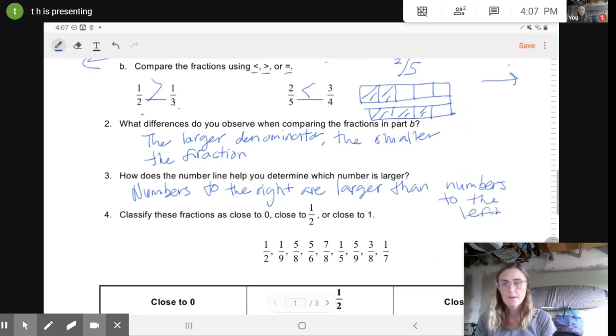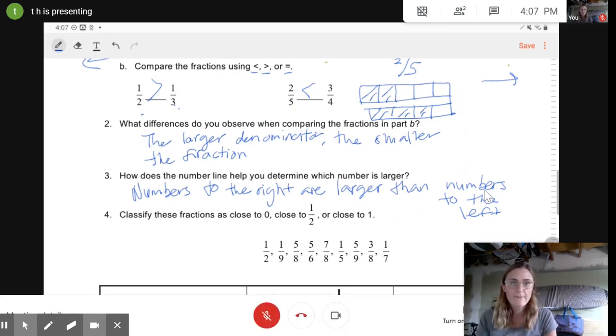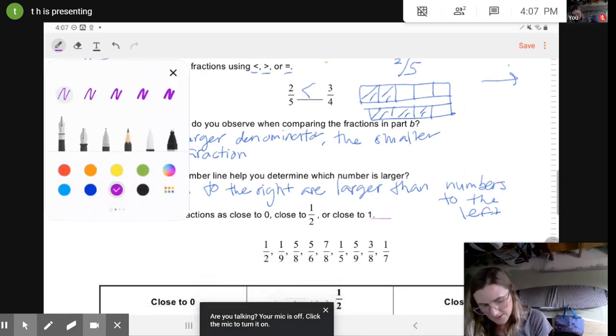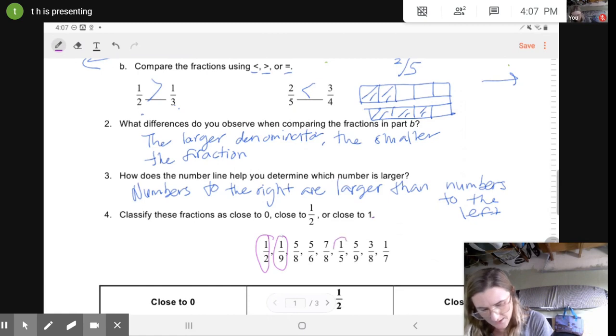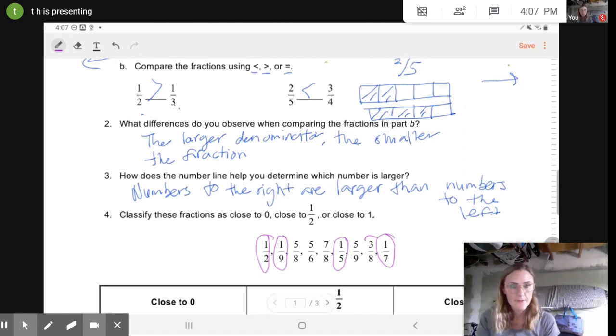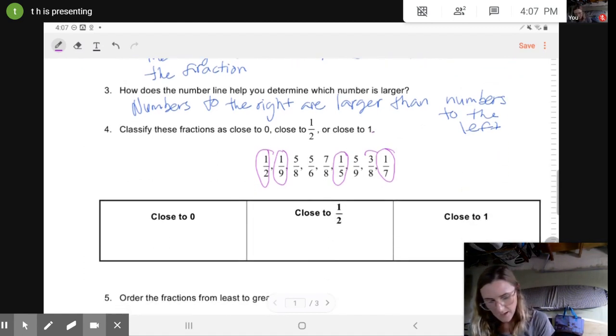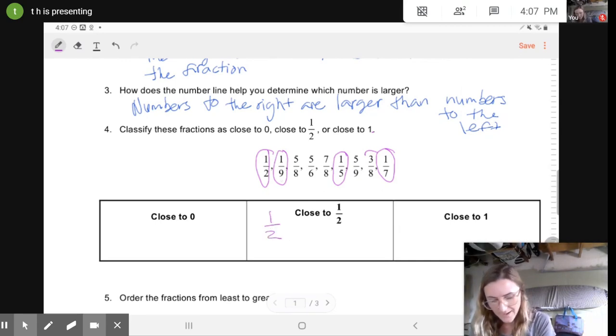All right, classify these fractions as 0, close to half, or close to 1. Okay, well, if we're going to classify these fractions, I would start with the easiest ones, and I think the easiest ones are the ones with 1 in them. Because we just said that the larger the denominator, the smaller the fraction. So if I come down here, well, close to half, I know that half is close to half. I know that 1/9 is a lot closer to 0 than it is to 1, because 9/9 would be closer to 1.